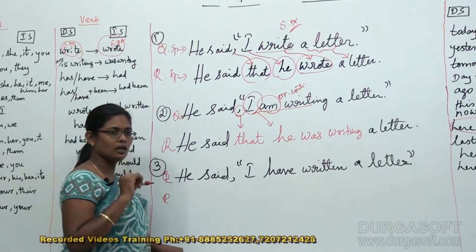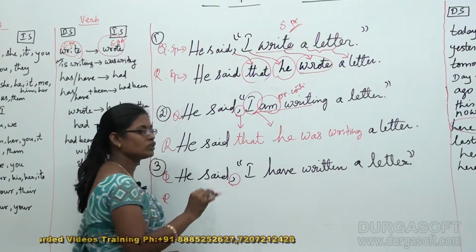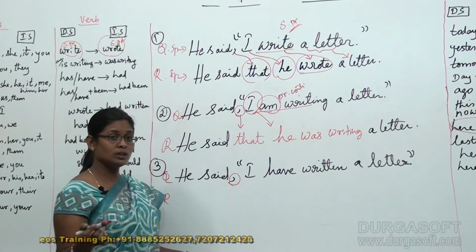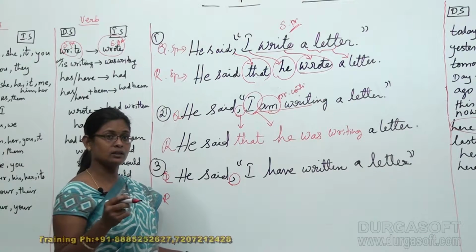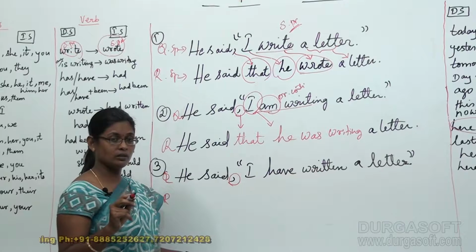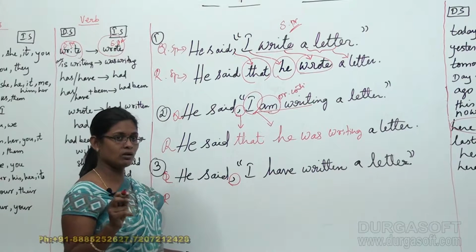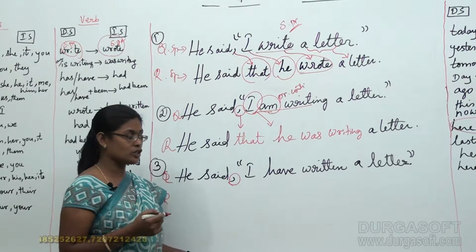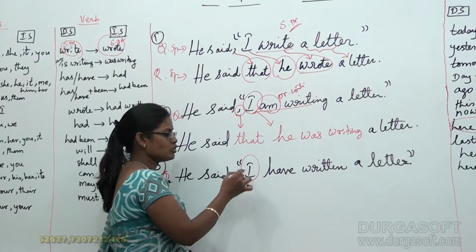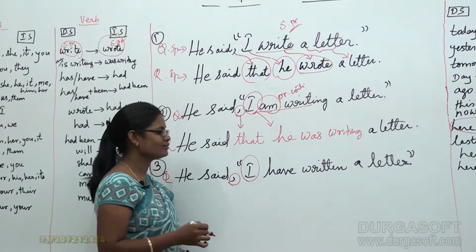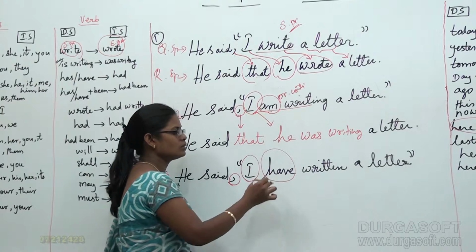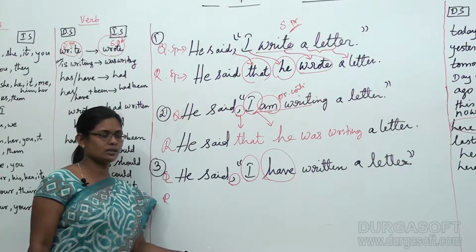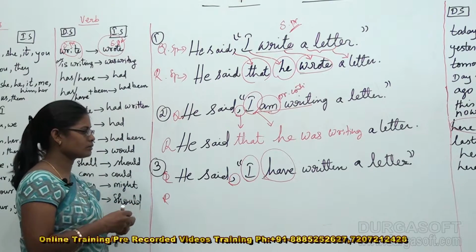I need to focus on three areas. First, conversion of the comma into the conjunction. That conjunction doesn't mean that you can take any conjunction, like and, since, for, no. You cannot take all those, only that you have to take. So the comma gets converted into a conjunction, and you need to change the pronoun, and you also need to change the tense.